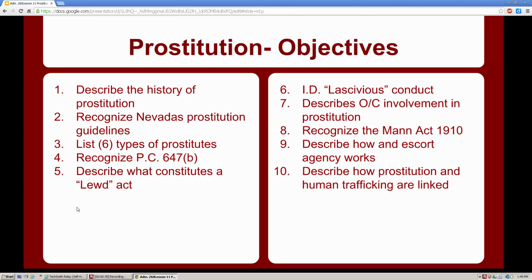And then number 7, describe organized crime's involvement in prostitution. 8 is recognize the Mann Act. 9, describe how an escort agency works. And 10, describe how prostitution and human trafficking are linked. So those are your objectives. Look at those in conjunction with the following PowerPoint presentation.